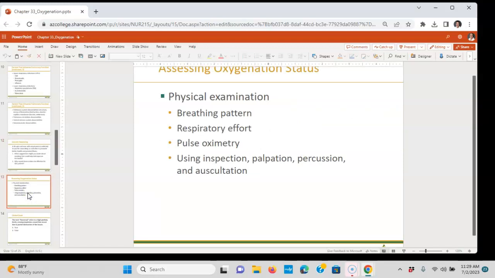Assessing oxygenation status. So this is where we do a physical exam. We're looking at the breathing pattern, the respiratory effort, the pulse oximetry, and using your inspection, palpation, percussion, and auscultation. So you just did that in head-to-toe assessment.